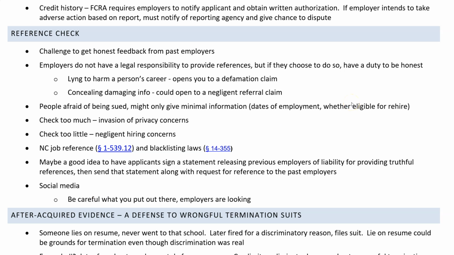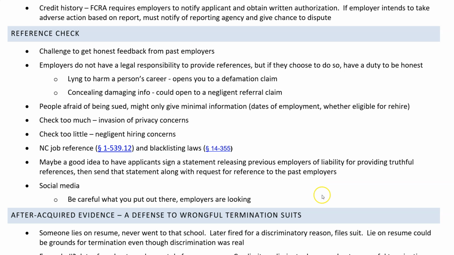It's probably a good idea, if we're trying to get more information out of references, to have applicants sign a statement releasing previous employers of liability for providing truthful references. And then send that statement along with the request for references to the past employers, because then they'll see it and say, well, the applicant's already released me from liability, at least for truthful statements, not for defamatory statements, of course. And maybe that gets them to open up more. Especially with small businesses, they might be more willing to actually give you real information. Once you get up to a certain corporate level, then it's very hard, so it's challenging.